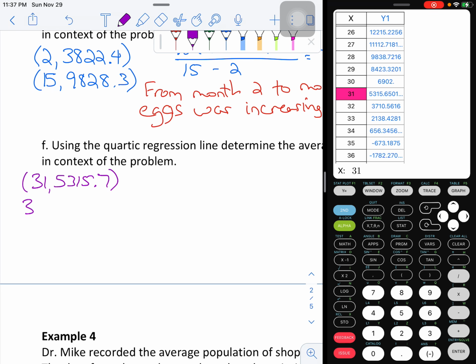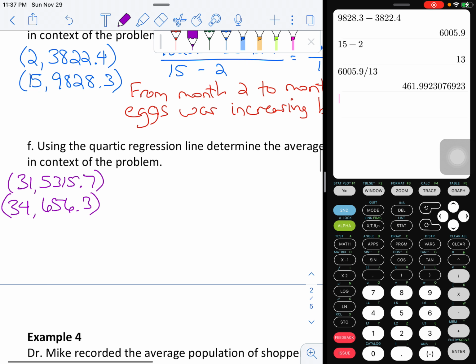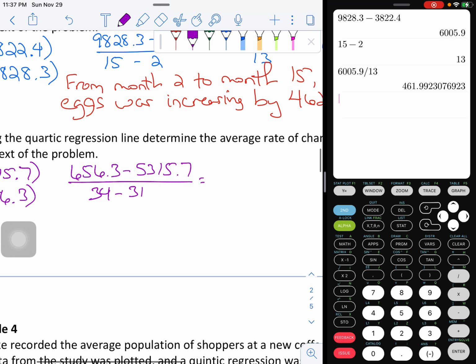And then 34 was the other end of my interval, and 34 is right here. So 656.3. Okay, so I'm going to quit out of that. All right, so one of your y values, subtracting your other y value. And then because I picked the 656 first, that means I'm going to have to go with 34 first for x. Okay, minus 31.